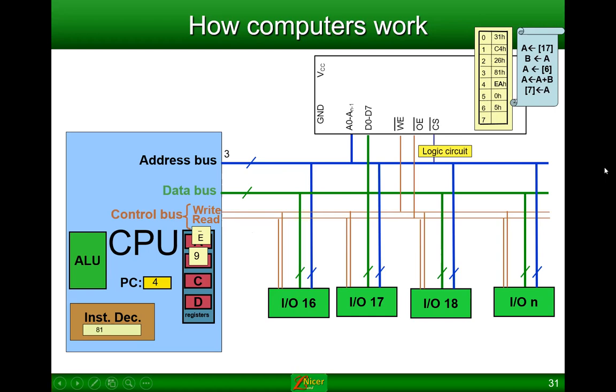Okay, so if we talk about the next step, this will also be the same. The 4 came here, and what is at number 4? It's EA. So EA directly came into the instructor decoder through the data bus. And the next one is A7.